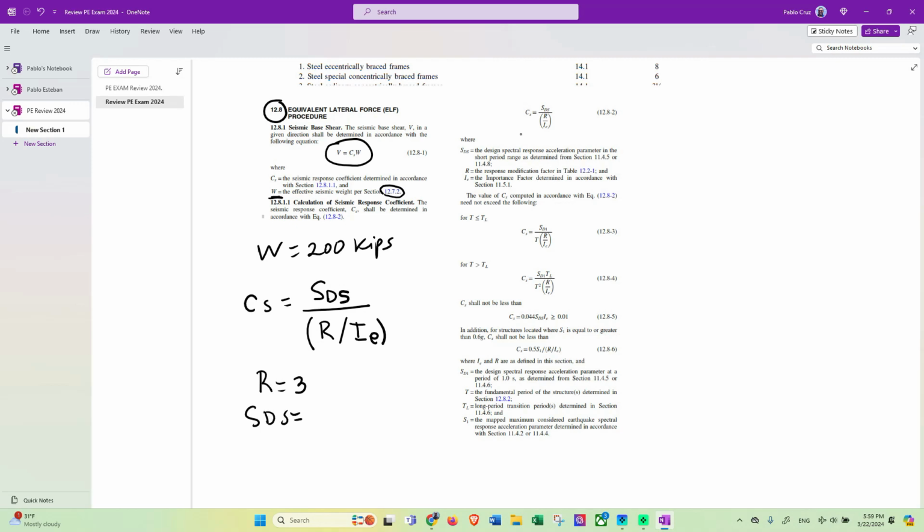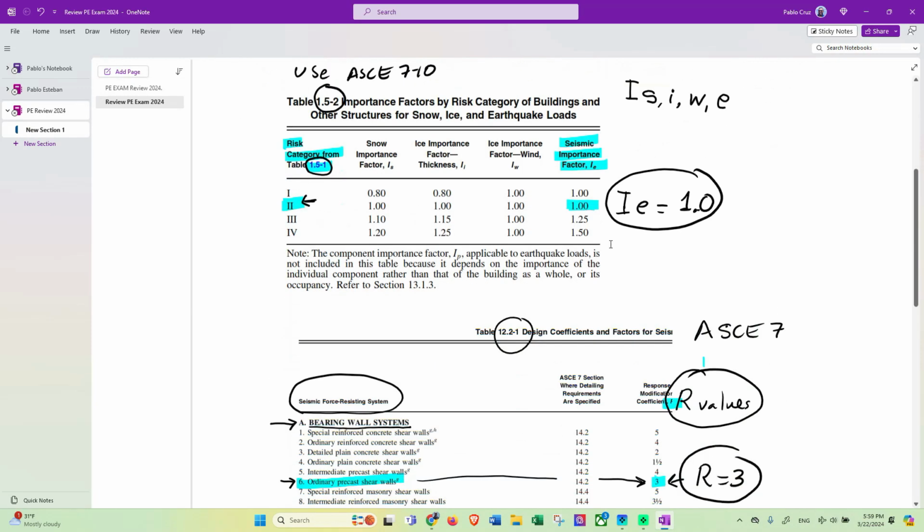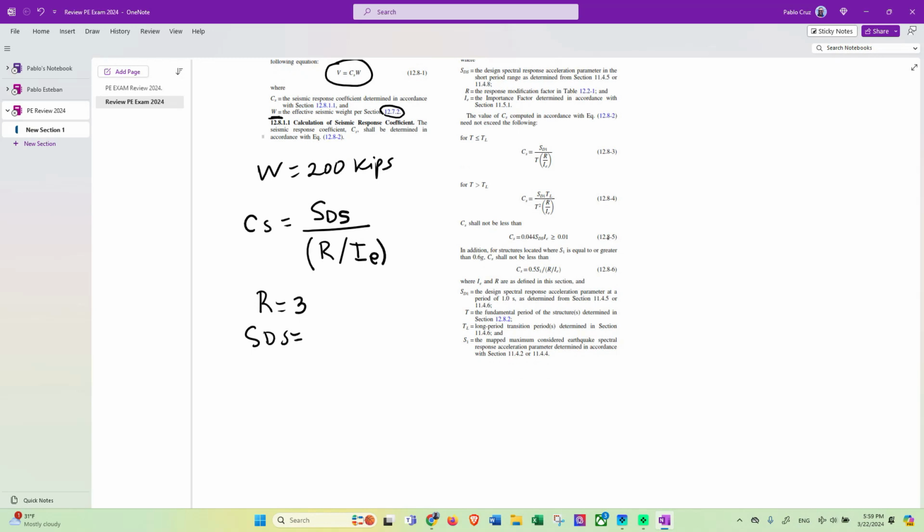SDS is a given, 0.3, and the importance factor for earthquake is equal to 1. So we can calculate CS. It's going to be SDS, which is 0.3, divided by R, which is 3, divided by 1. So this is going to give us a CS value of 0.1.